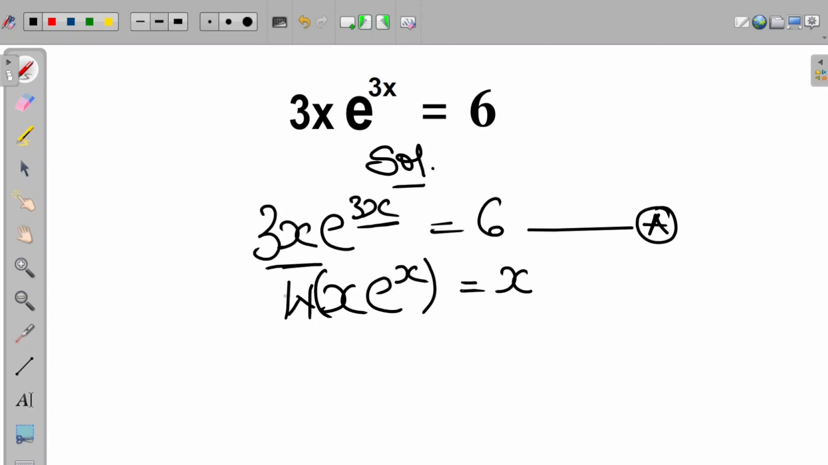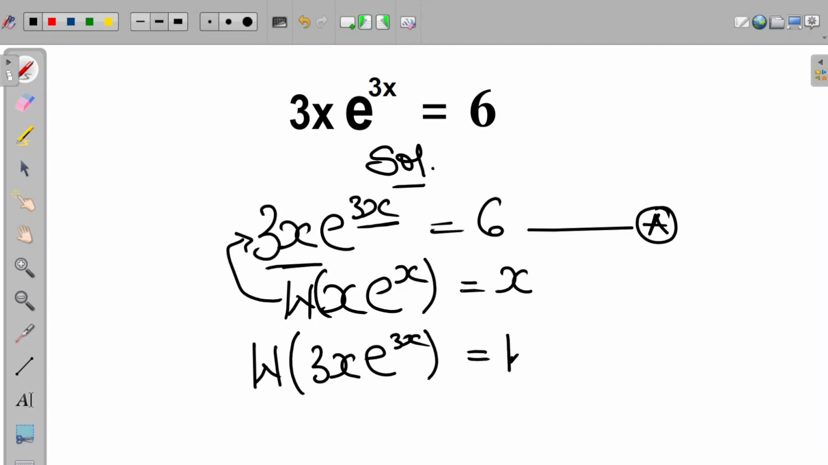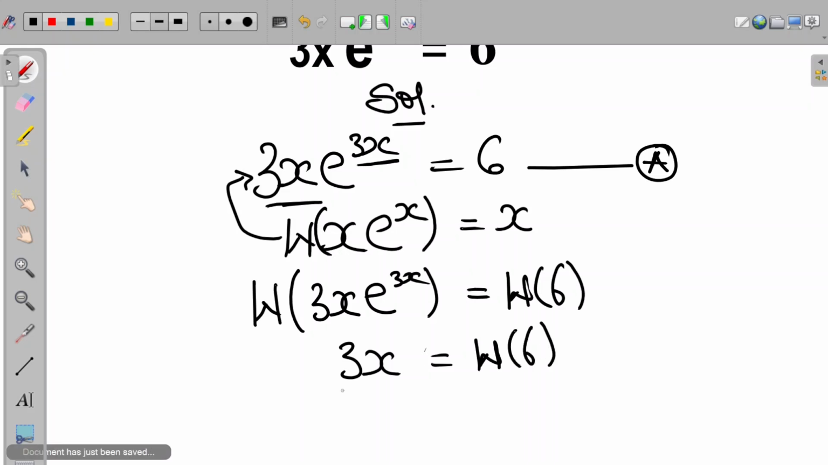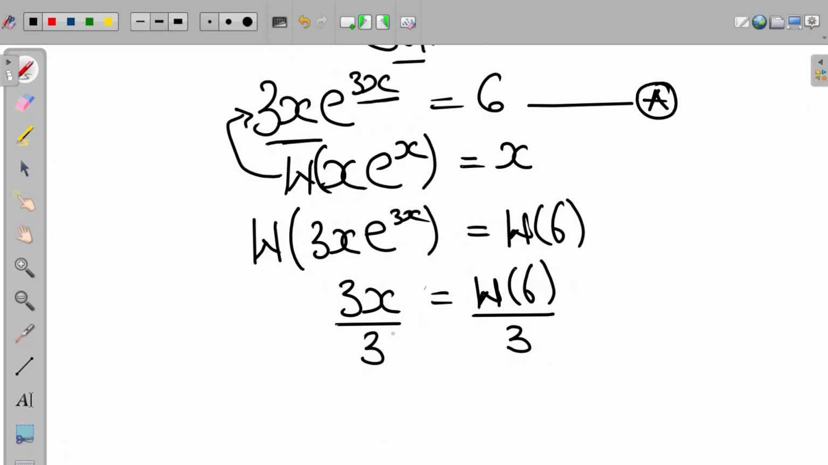So on that note, applying the Lambert W function here, we have W, open bracket, 3x multiplied by e raised to the power of 3x, close bracket, equal to the Lambert W function of 6. So the left hand side will reduce to 3x equal to W of 6. To make x the subject, we divide both sides by 3. So 3 cancels out 3, and x is equal to W of 6 divided by 3.